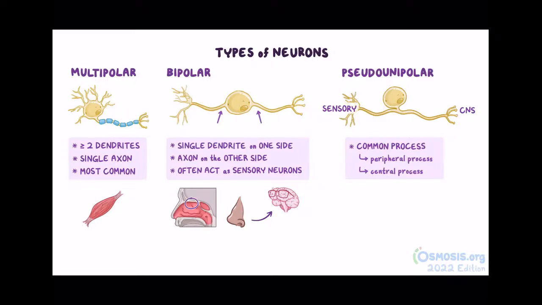So an electrical impulse that is generated at a receptor, like touch or pain receptors in the skin, travels through the peripheral process and then continues into the CNS through its central process.